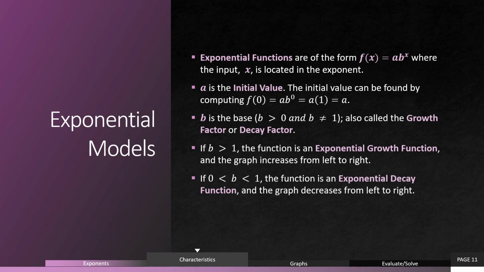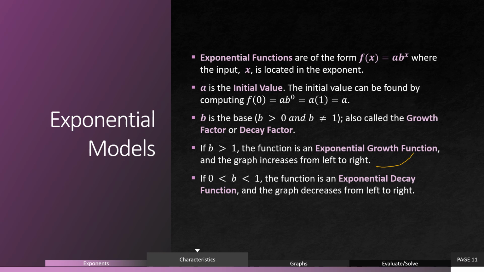So that b is also called the growth factor or the decay factor. And whether it is a growth or decay is dependent on that value. If b is greater than 1, this is an exponential growth function, and we can call that a growth factor. The graph will be increasing as we go from left to right. So we would see something that is growing or heading upward.